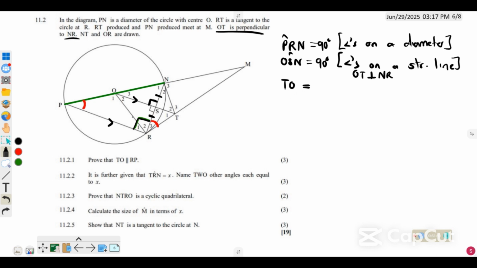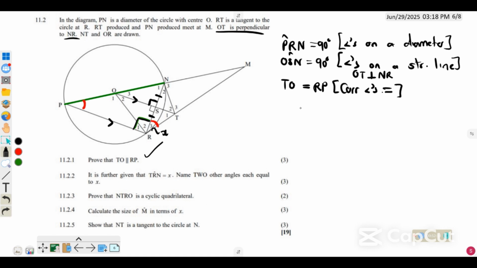Right. So we have that TO is parallel to RP. Why is that? Because corresponding angles are equal. First part done. It is further given that angle TRN, where's TRN? TRN is equal to X, which is R3. That's TRN, yeah, R3. Name two other angles that are equal to X.